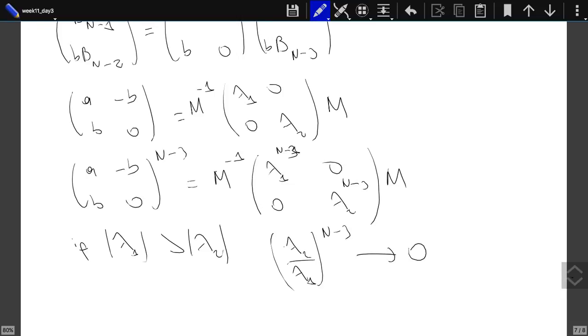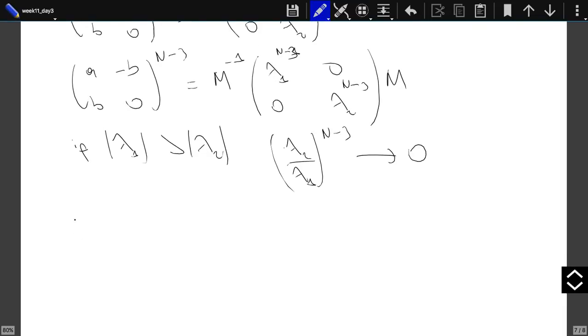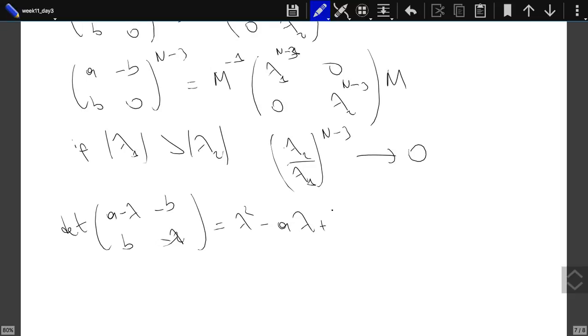Now of course we still need to calculate this matrix M. Well, let's do that. A minus lambda, minus B. This is equal to lambda squared minus A lambda plus B squared. This should be equal to 0. So we have these two eigenvalues. This is A plus or minus the square root of A squared minus 4B squared, all over 2.